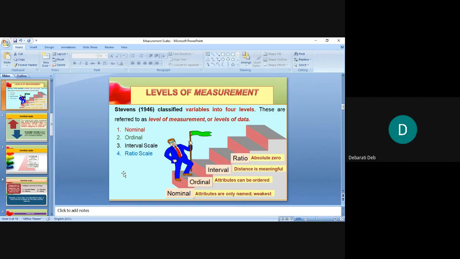Now see, the levels of measurement. What are the different levels of measurement? Stevens in the year 1946 classified the variables into 4 levels. These are referred to as levels of measurement or levels of data. Basically there are 4 levels of measurement or 4 types of measurement, you can also say. The 4 types are called nominal, ordinal, interval, and ratio.